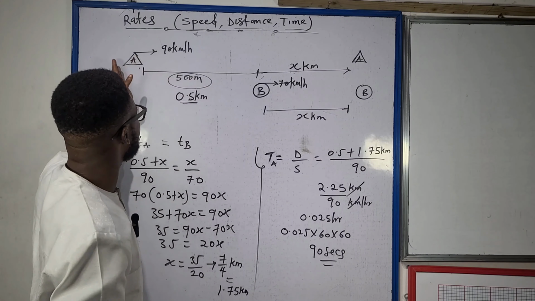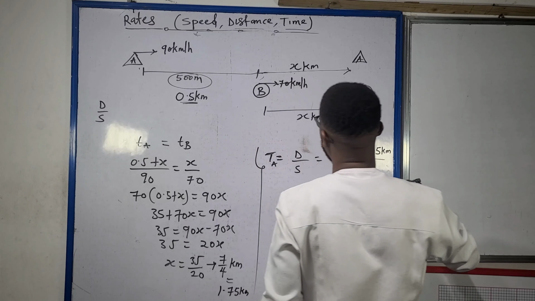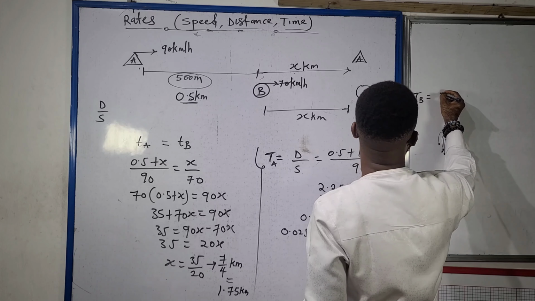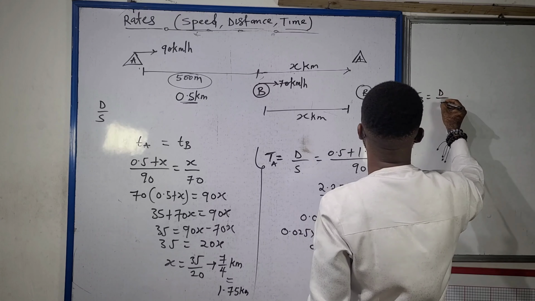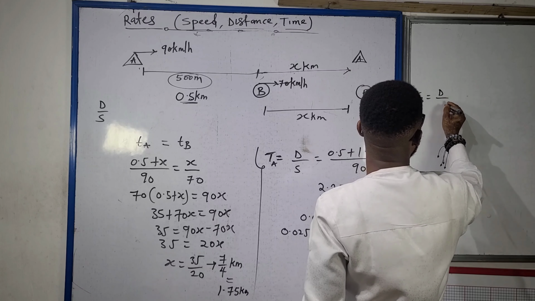That's if I'm looking at things from the perspective of car A. If I'm moving from the perspective of car B, I'll be saying timing for B is actually the distance covered over the speed.